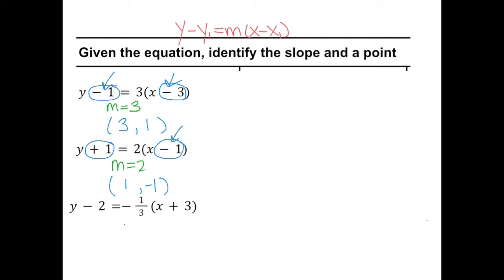And the last one, my slope is negative 1/3. That's the number in front of the set of parentheses. And the point, again, is the opposite of what's here. So it looks like my x value is positive. That means my actual x value is negative. And the same thing here, it looks negative, but it's actually positive. So it would be the point -3, 2.